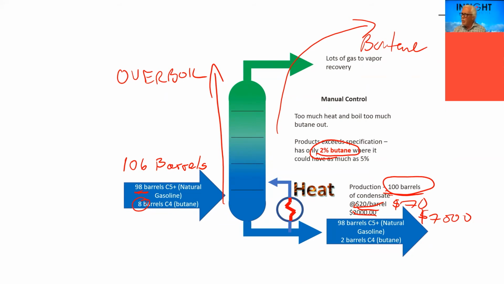But now what would happen if I actually made a measurement there and said, oh, I've got room. I'm allowed to have 5% butane. I'm allowed to slip more butane to the bottom. So I'm going to lower the amount of heat that's going into here and see if I can optimize that number.